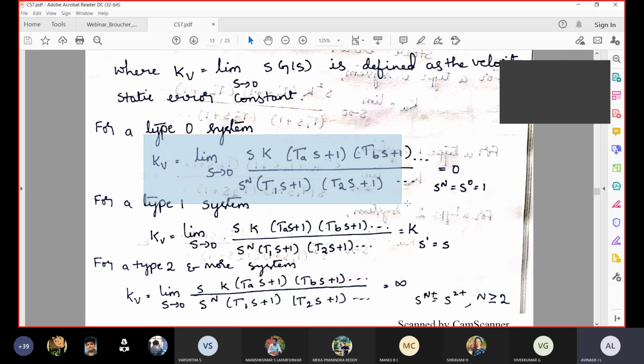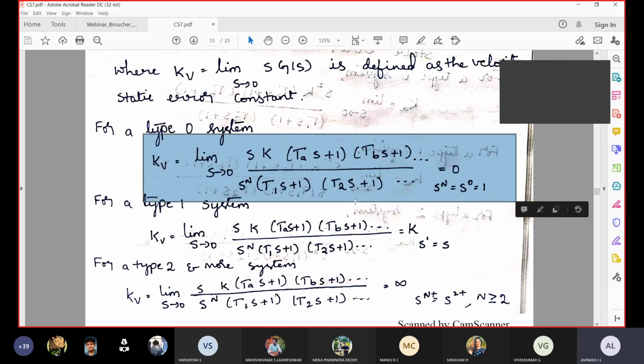Clear? So now here, type 0 system. Type 0 means n equal to 0. When you place n equal to 0, s to the power of 0 equals 1 is the obtained value. So now n equal to 1, s to the power of n equals s is the value.